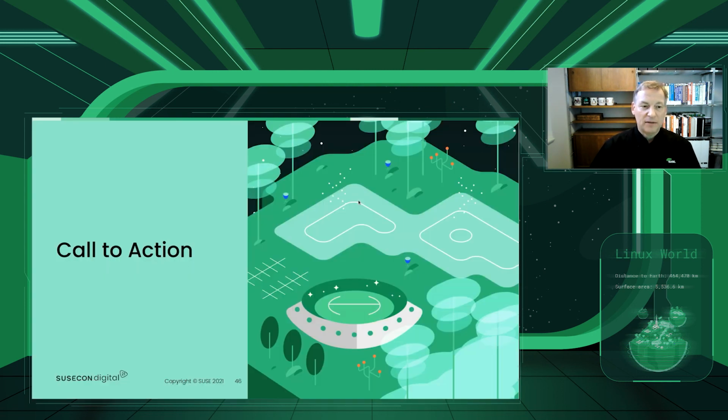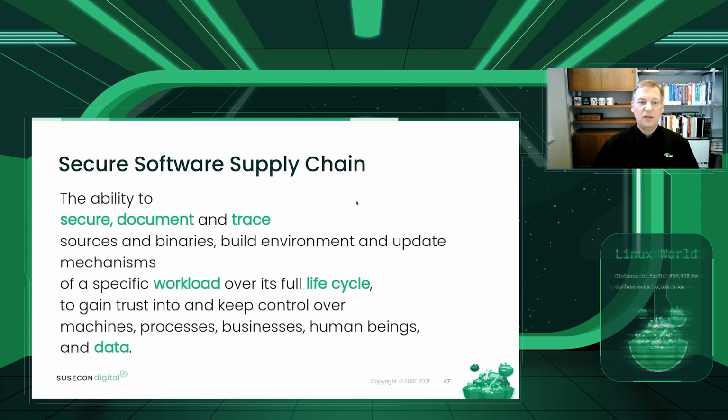Let's go back. Secure software supply chain is the ability to secure, document and trace sources and binaries, build environment and update mechanisms of a specific workload over its full lifecycle, to gain trust into and keep control over machines, processes, businesses, human beings, and finally, data.